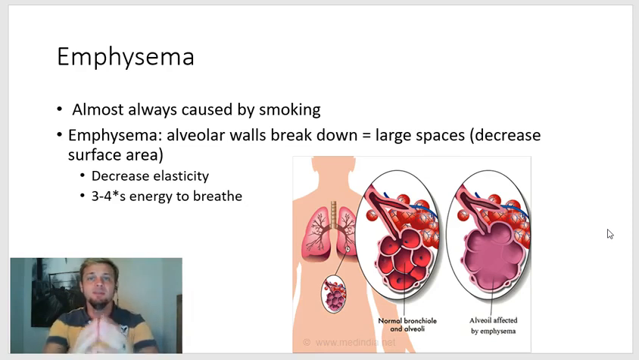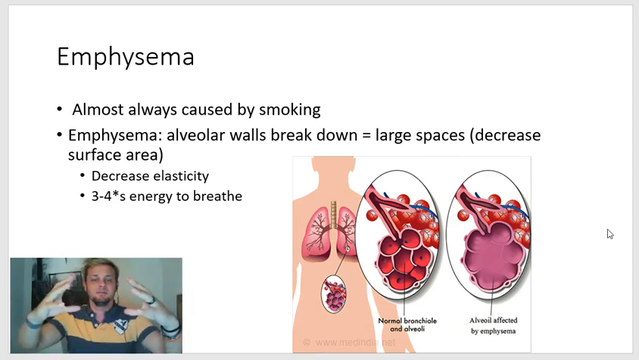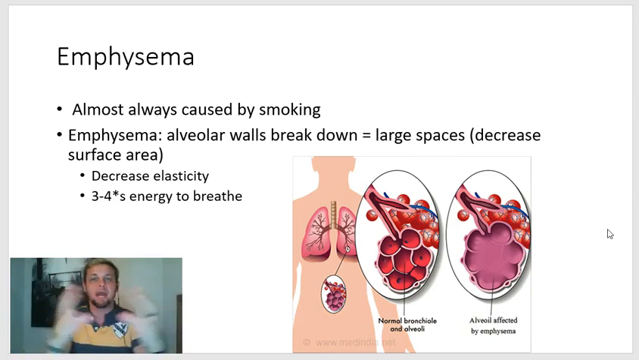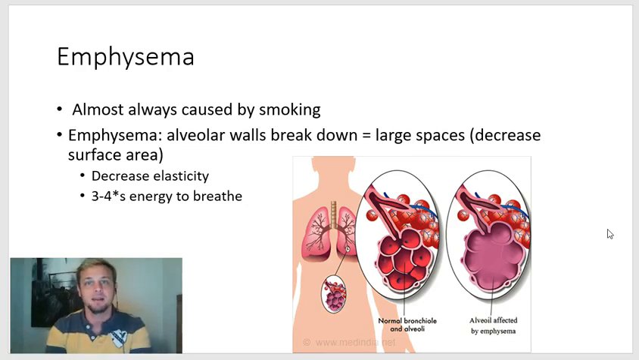What happens with emphysema is you breathe in, you've got your sac, but when you breathe out, you don't get that snap back, right? And so with emphysema, it's a lot harder to breathe out. It takes 3 to 4 times the energy to breathe out than it normally does with just the snap back. So with a lot of people who have emphysema, you'll hear them when they're breathing out, like pushing really hard to force out that air because the elasticity in their lungs isn't there anymore.